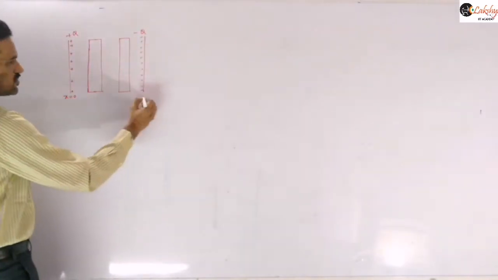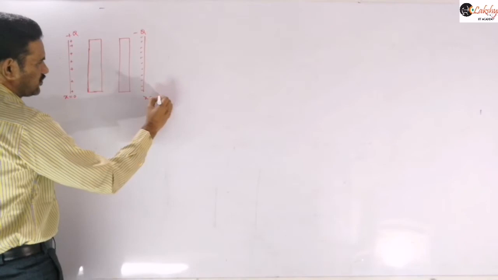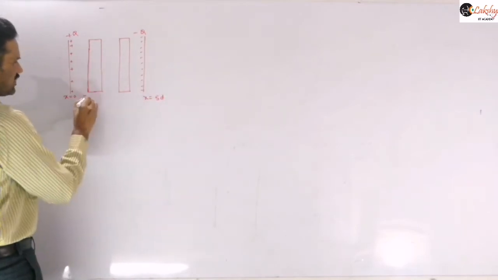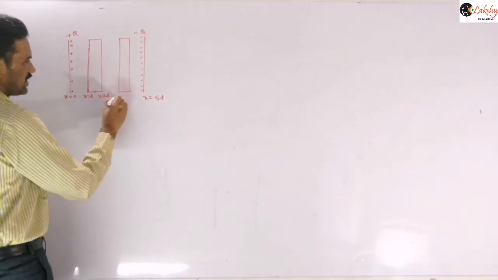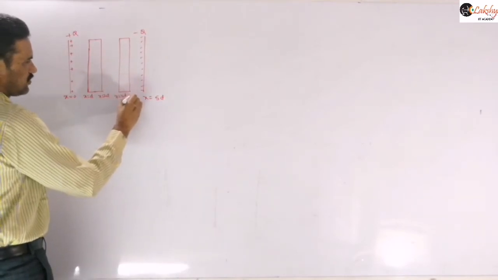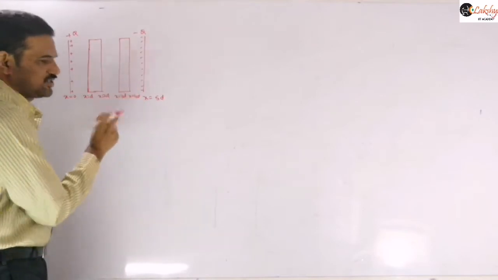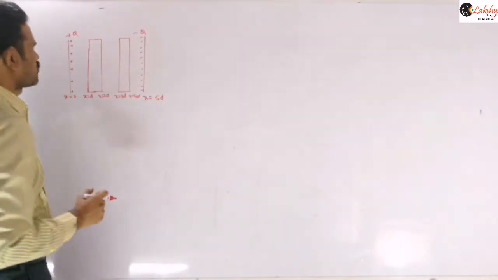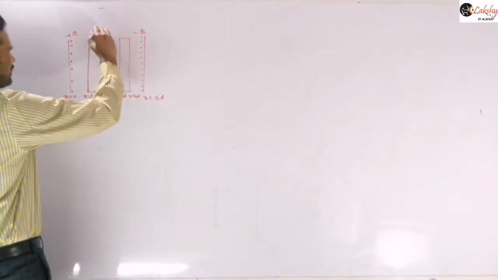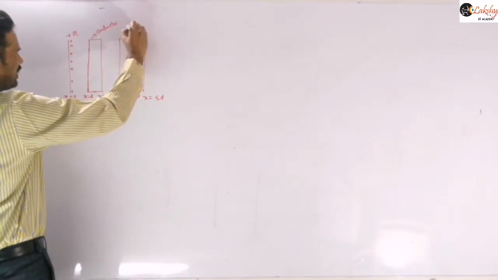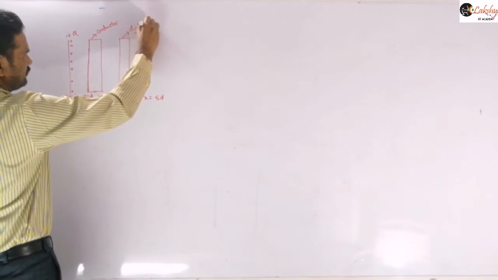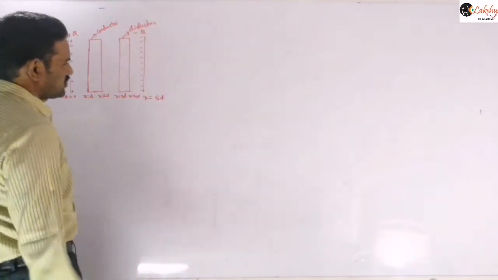So this is x is equal to 0, and this is x is equal to 5d, and this is x is equal to d, and x is equal to 2d. This is x is equal to 3d, and x is equal to 4d. That means the thickness of each slab is also d, I am assuming here. So this is a conductor, and this is the dielectric. Right? So then write that.